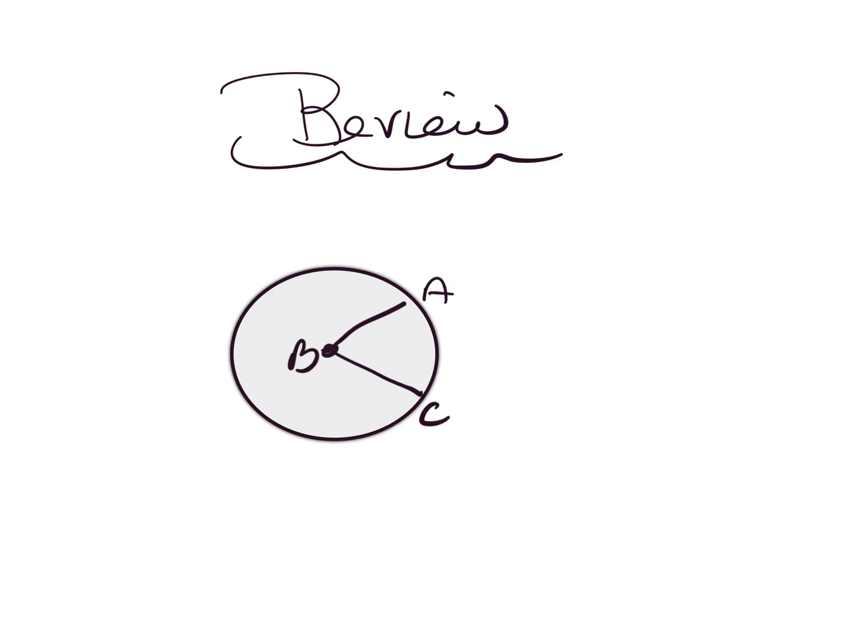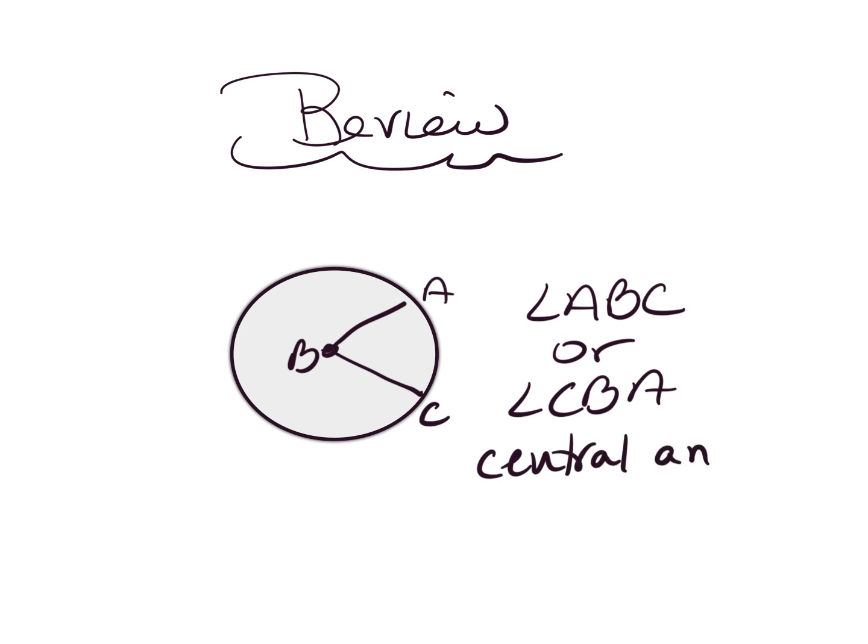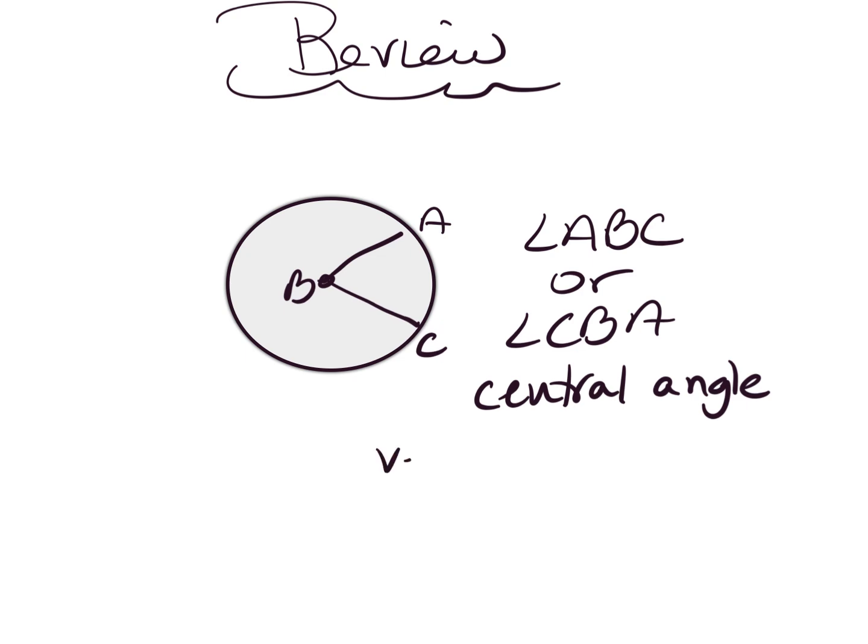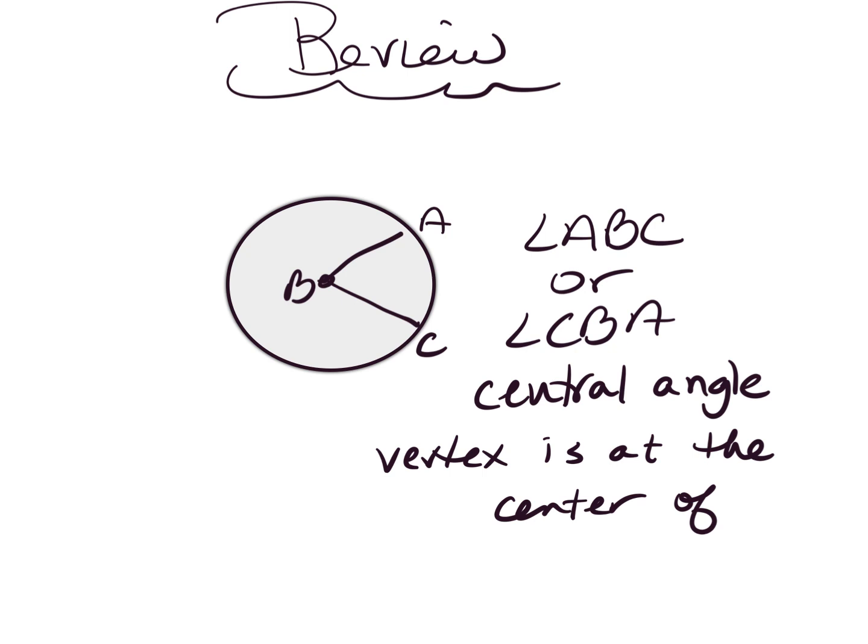Okay, so this is just a little review of all the angles we've talked about so far. The first type of angle we talked about was a central angle. A central angle, remember, is formed by 2 radii. So this could be ABC. AB is a radius, and so is BC. So angle ABC here, or we could also call it CBA, is an example of a central angle. And when it's a central angle, the vertex of that angle is at the center of the circle.